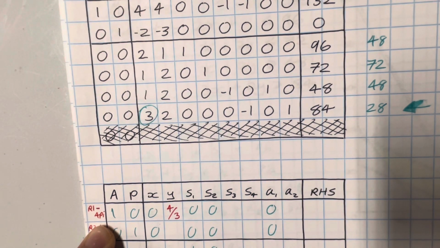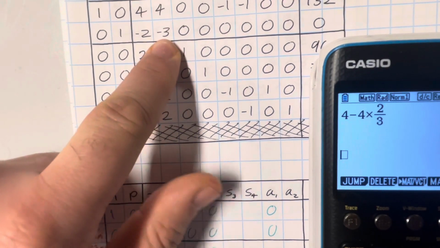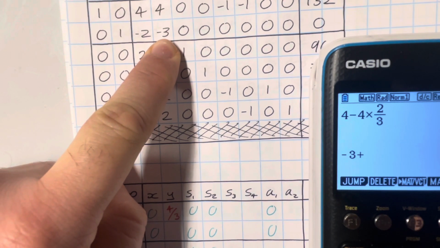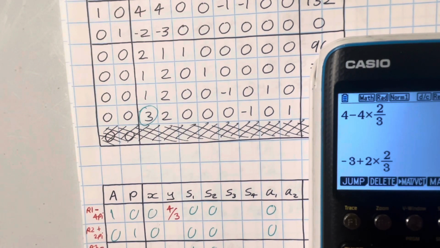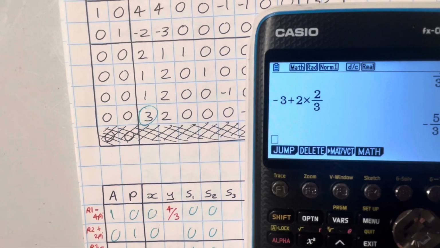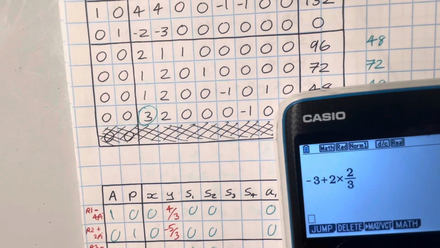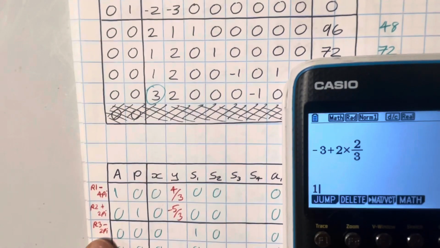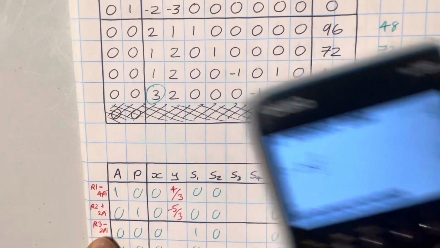And let's repeat that process for the rest of the column. So row 2 plus 2 times the pivot. Well, row 2 was a -3, and then I'm going to add 2 times the pivot, which is 2/3. That gives me -5/3. And then my next element was a 1, and I'm going to subtract 2 times the pivot. And that gives me -1/3.